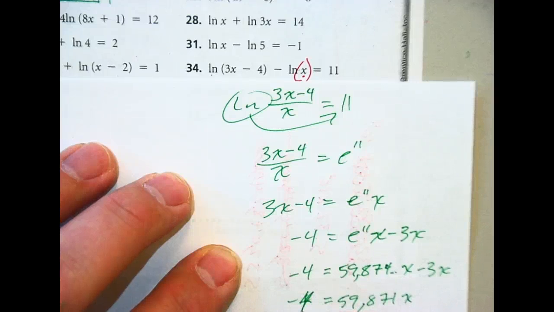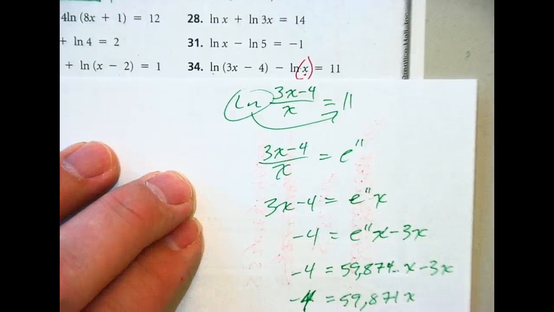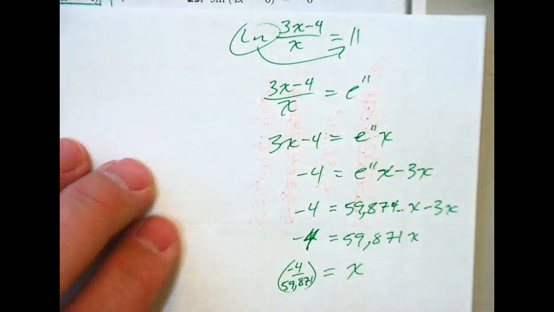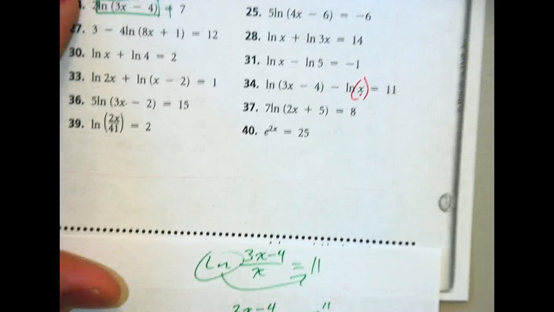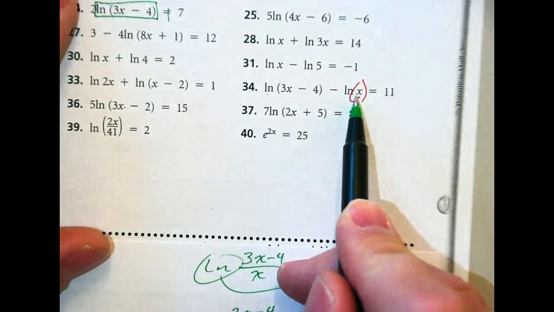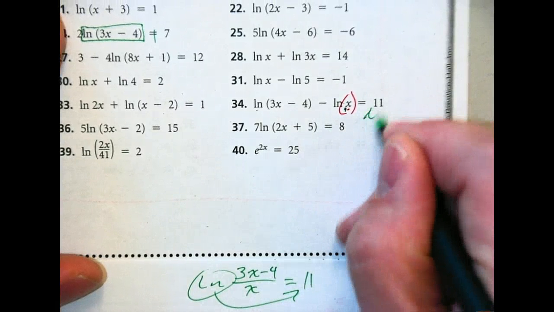Can x be negative here? If we divide by this, we end up with negative 4 over 59,871. You get a negative number. If we look back to the original problem and we put negative in here, is that okay? No, so this is a no solution.